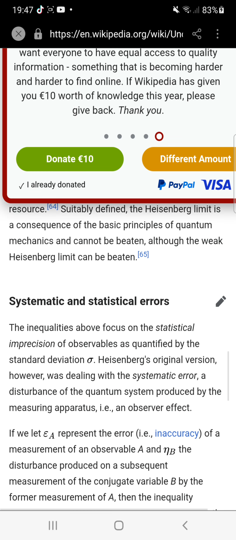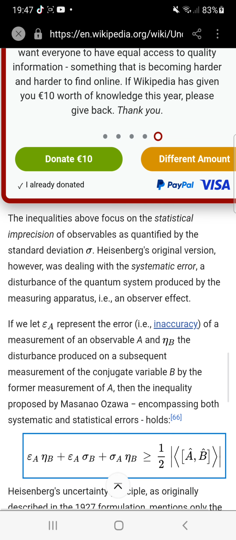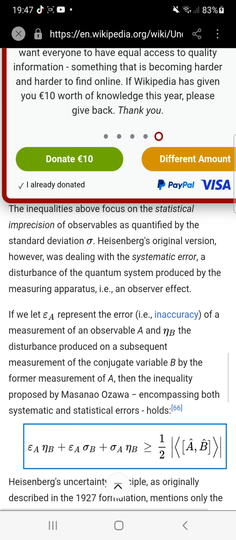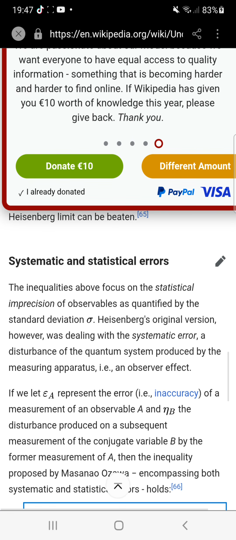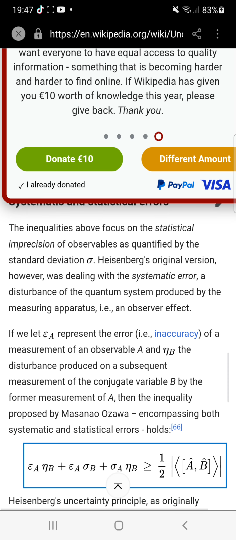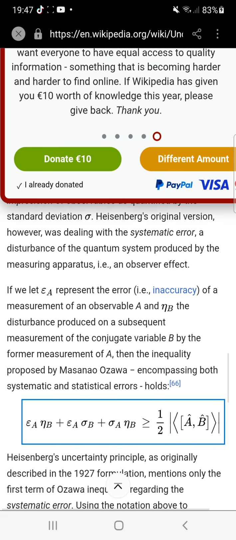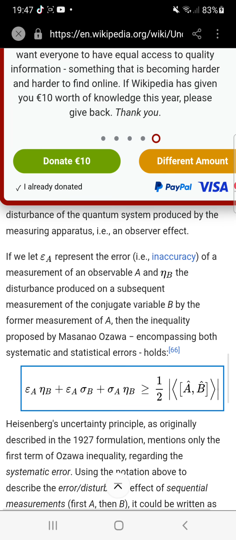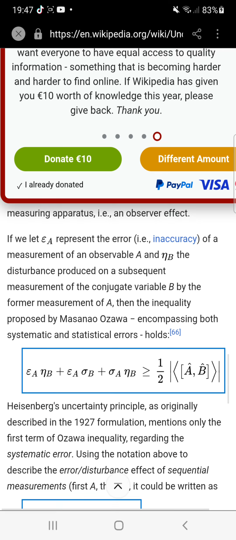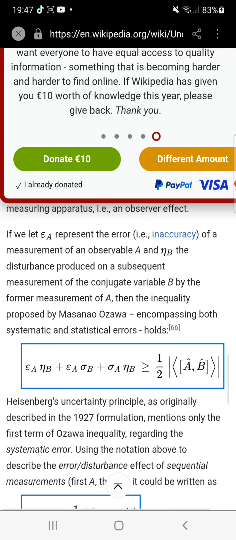Although the weak Heisenberg limit can be beaten, systematic and statistical errors. The inequalities above focus on the statistical imprecision of observables as quantified by the standard deviation sigma. Heisenberg's original version, however, was dealing with a systematic error, a disturbance of a quantum system produced by the measuring apparatus, i.e. an observer effect.